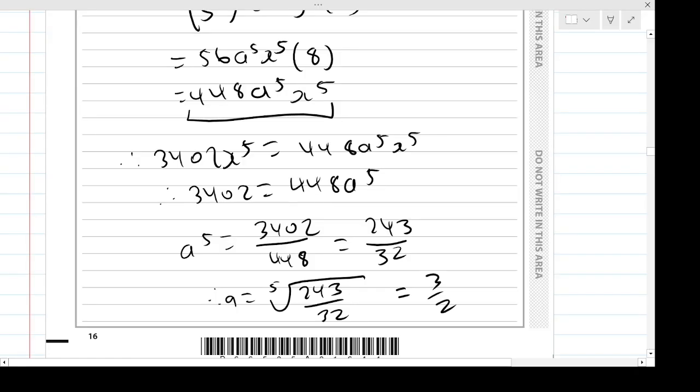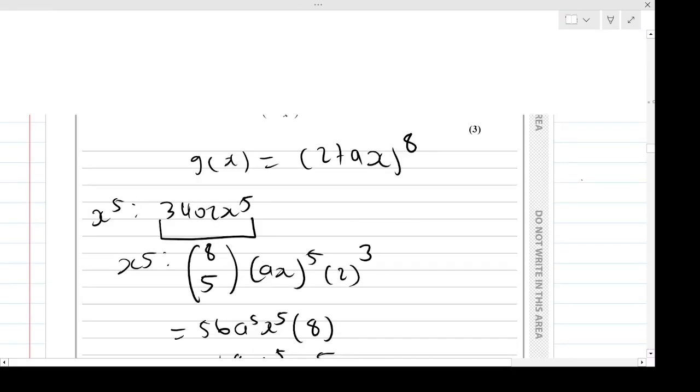And to note, it's not plus or minus because we have an odd root. Any odd roots, like the cube root or the fifth root or the seventh root, only produce the one positive solution. It's when you have even roots, like the second root or the fourth root, that gives me plus or minus. Okay, the fifth root, odd power, only one solution, 3 over 2.